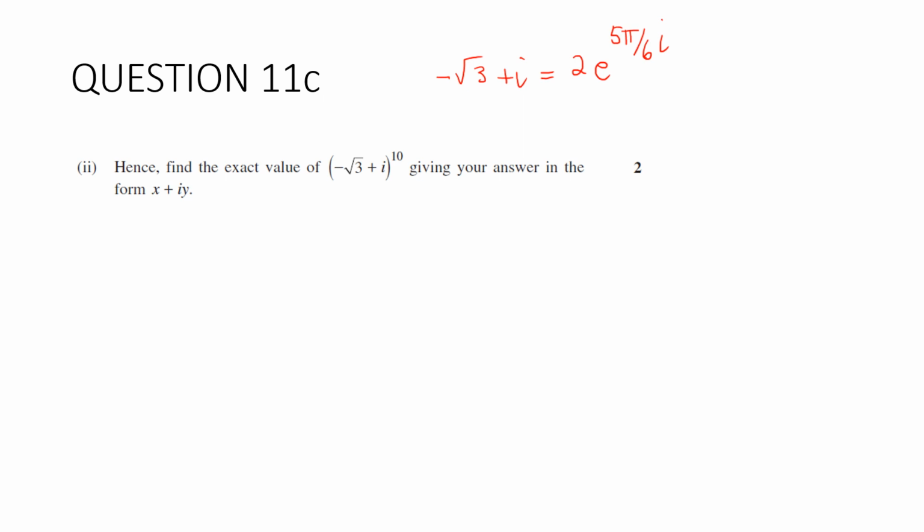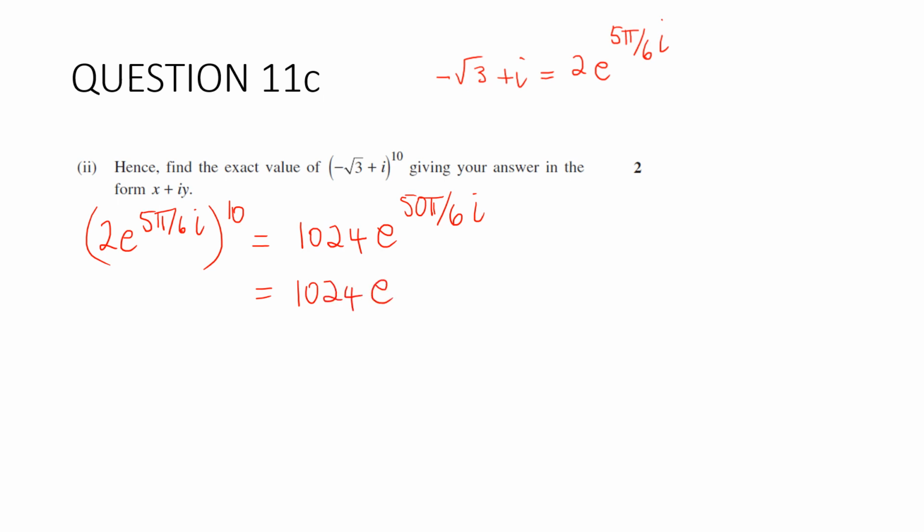Part 2, hence find the exact value of (negative root 3 plus i) to the power of 10, giving your answer in the form x plus iy. So let's take exponential form and raise it to the power of 10. 2 to the power of 10 is 1024. e to the 50 pi on 6 i, which is the same as 1024 e to the 25 pi on 3 i.